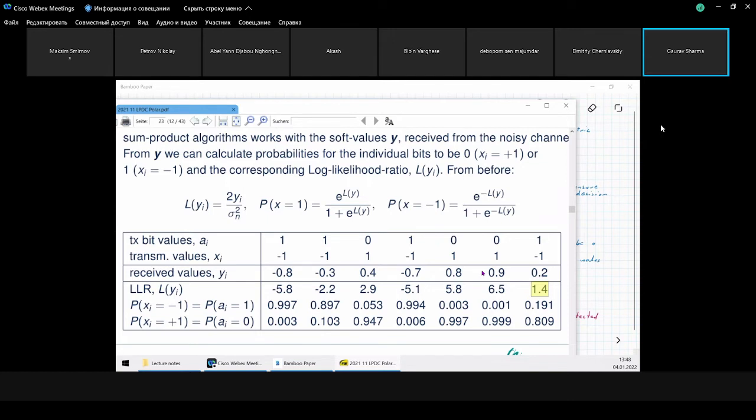Yes, that's basically the point that we would like to emphasize. So log likelihood ratio being a measure on how reliable our observation is when we compare it with the most likely transmitted bit. So if we observe a large negative value, it's very likely that a negative value was transmitted, which basically turns into a large negative log likelihood ratio.